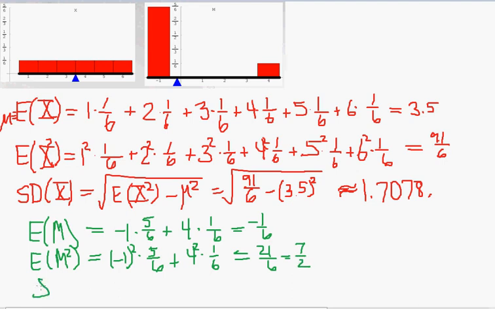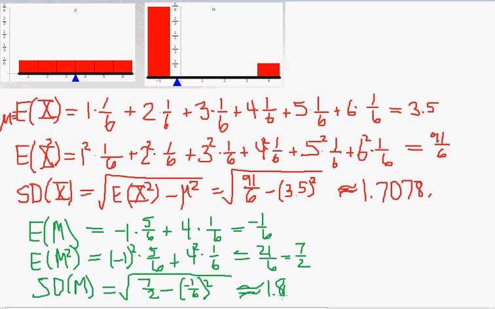And so finally, the standard deviation of m is the square root of 7/2 minus negative 1/6 squared, and plugging that into the calculator, we get a standard deviation of approximately 1.8634.